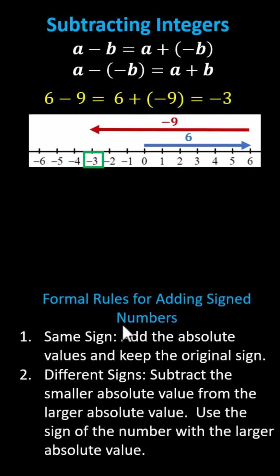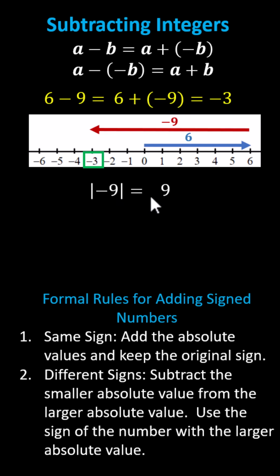Because the integers have different signs and we're adding, we subtract the smaller absolute value from the larger absolute value, and then use the sign of the number with the larger absolute value. Notice negative 9 has a larger absolute value. Recall the absolute value of a number is a number's distance from 0, and distance is always positive.